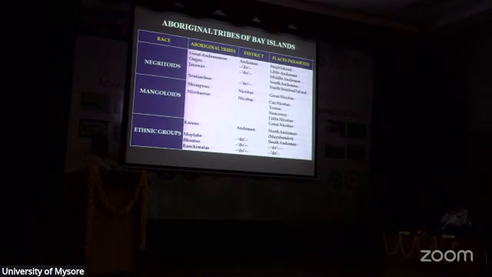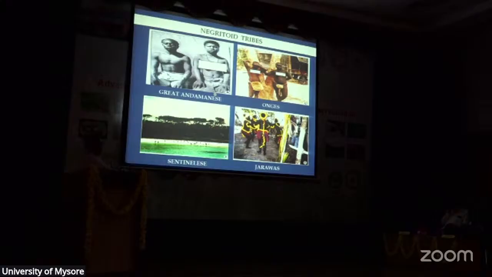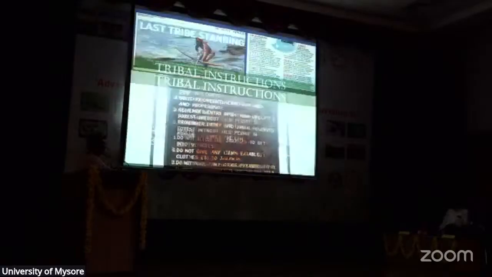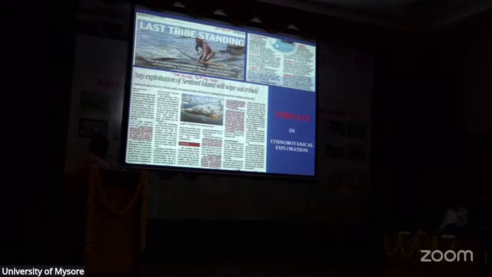Still, they are hostile. These are figures of how they look. This is the Sentinelese, Jarawas, and then Onges. And these are the instructions while entering the Jarawa area. This is the place, and this is the cutting where John Allen Chau was allegedly killed by the Sentinelese. It became national news.